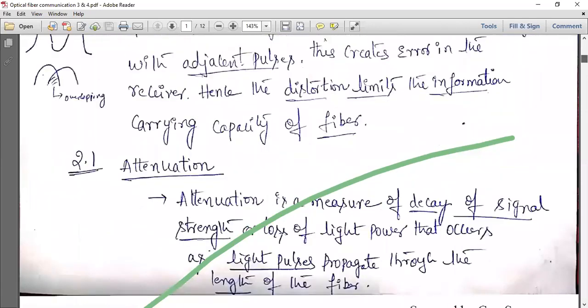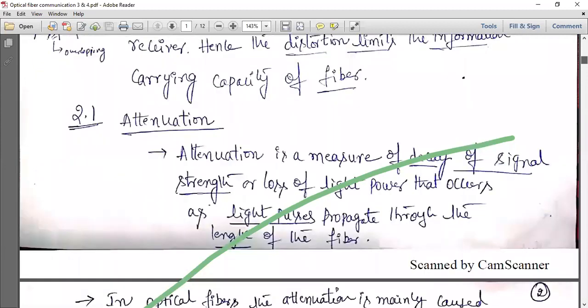Okay. So one by one we will study. First, I will go through attenuation. Then I'll go to the distortion. The basic definition of attenuation is given like this. Attenuation is a measure of decay of optical signal strength, or the loss of light power, that occurs as light pulses propagate through the length of the fiber.